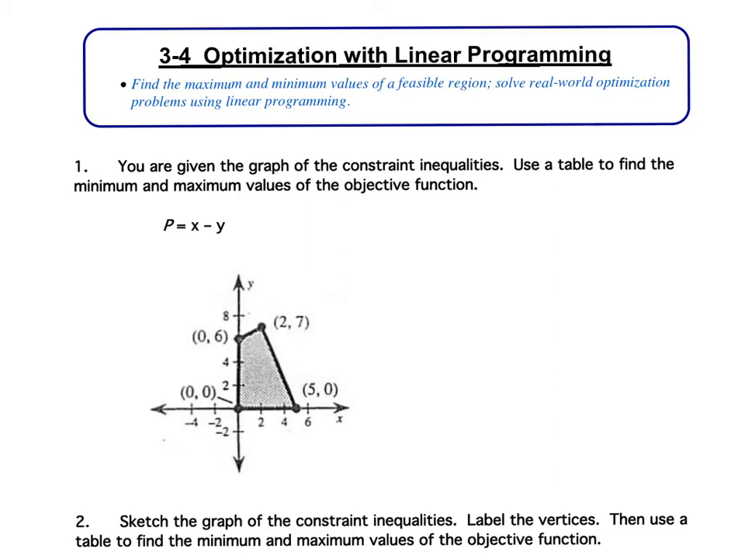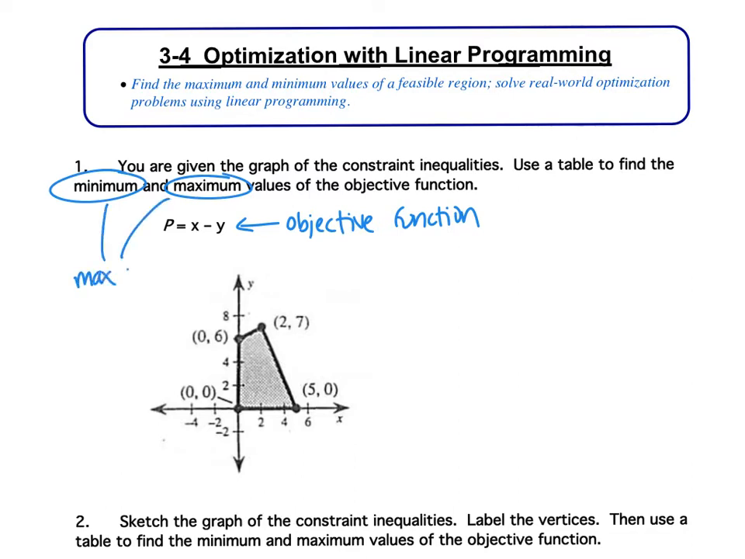Okay, so a few things we got to look at here. First of all, this equation, this is called the objective function. Looking at the question, we want to find the maximum and minimum that that objective function takes on within the shaded region. Now, one thing that's important to know is that the max or min always happens at a vertex of the shaded region.